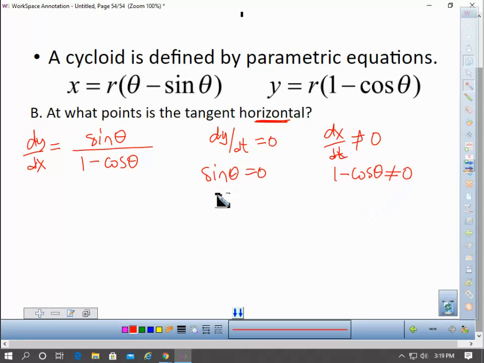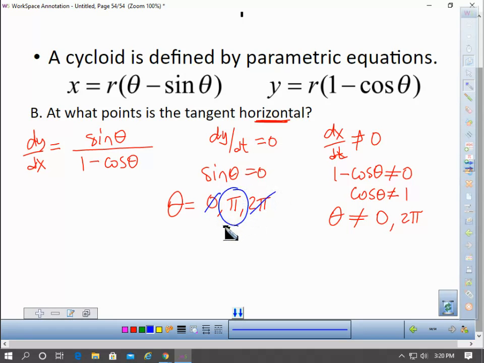Okay, so where is sine equal to 0? Thinking on the unit circle, that's going to be at the points 0, pi, and 2 pi. Then over here, we solve for cosine. I'm going to move the cosine over to that side, so cosine cannot equal 1. Where on the unit circle does cosine equal 1? Because we can't have theta be that value. Cosine is 1 at 0 and 2 pi, so theta can't be 0 and 2 pi. So on these solutions, it can't be the 0 and the 2 pi, so it has to be the pi.